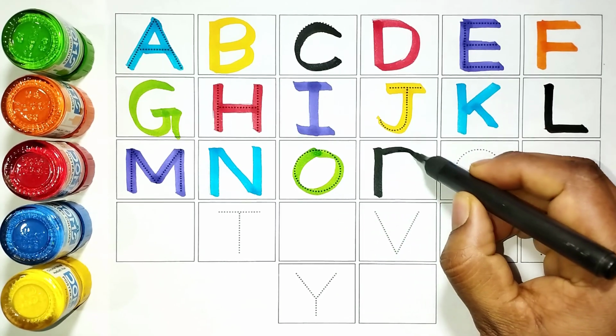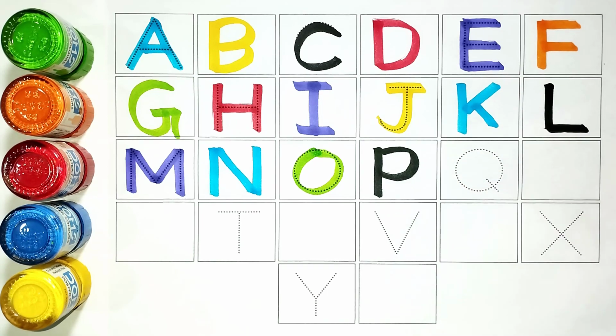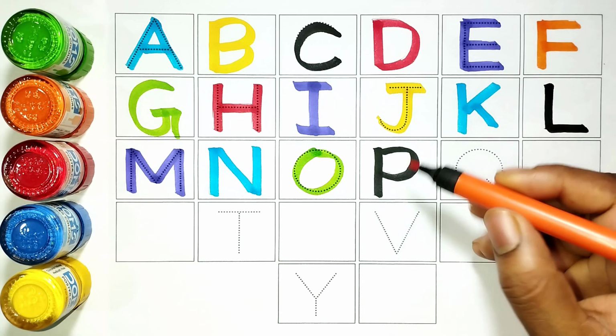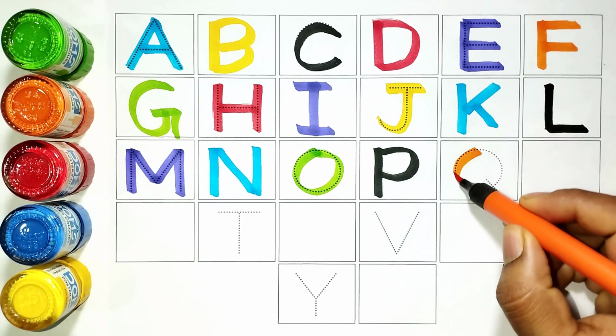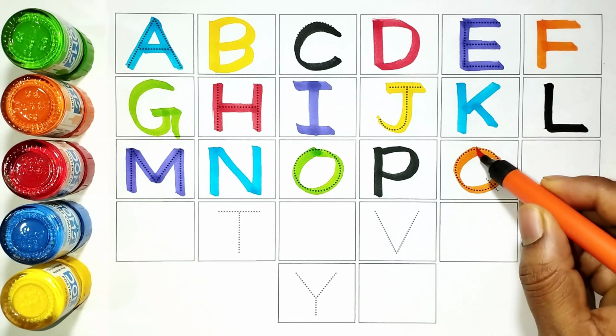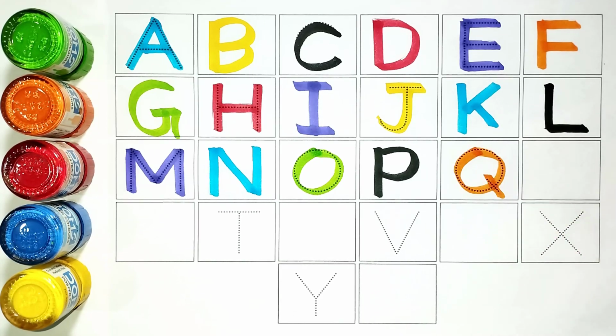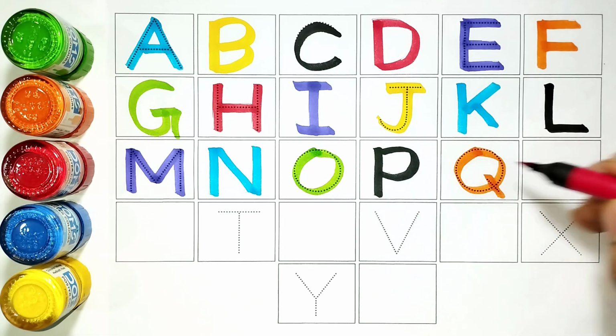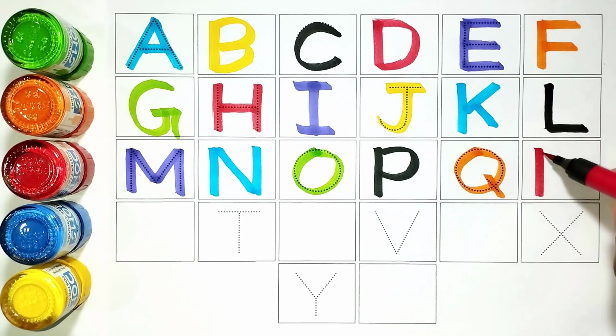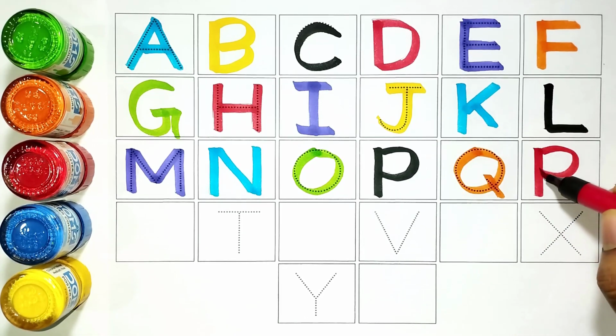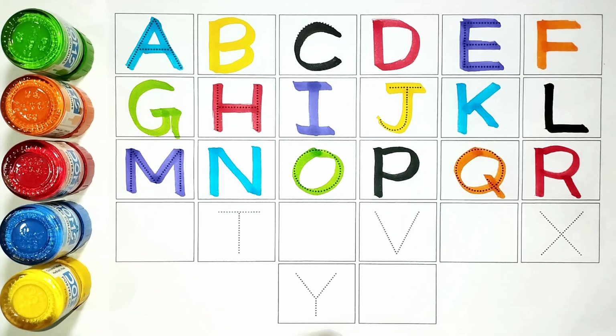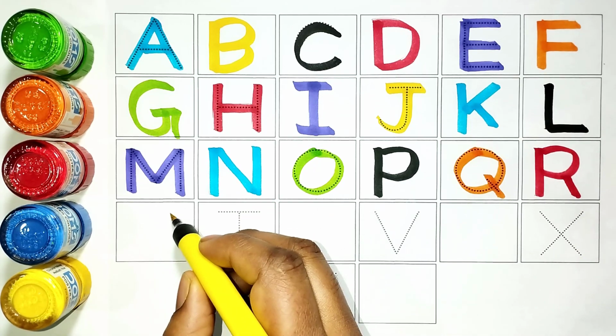P for pineapple, orange color. Q for queen, red color. R for rose, yellow color.